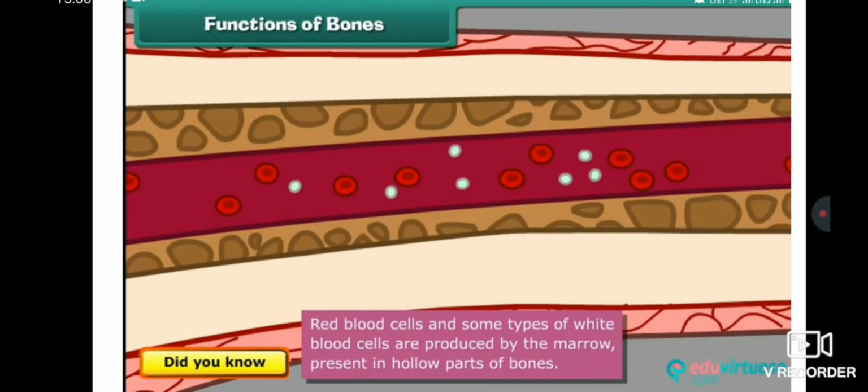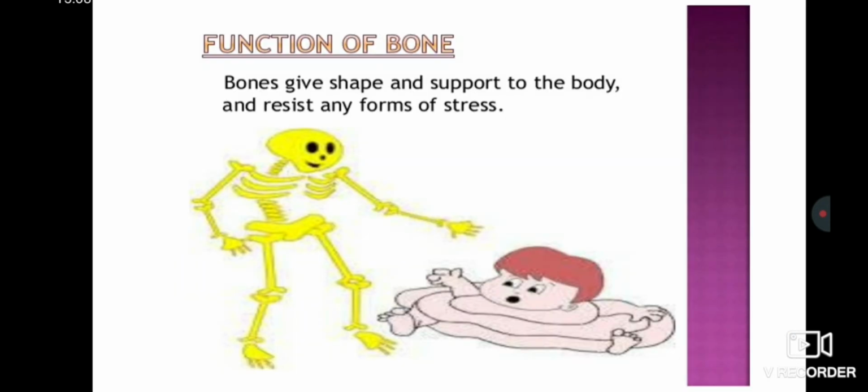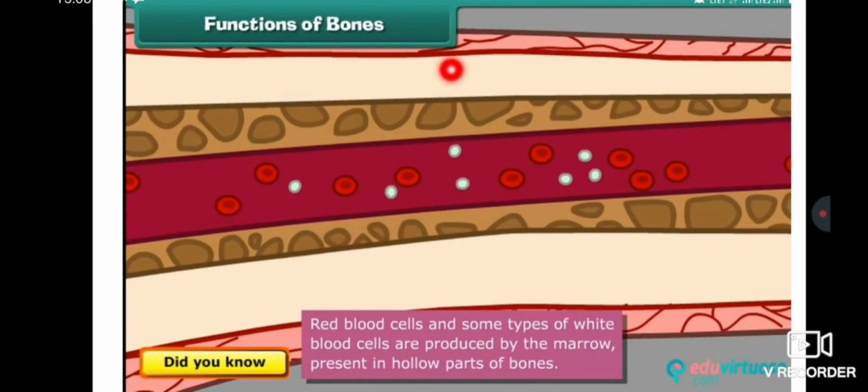One more function of bone is that red blood cells and some types of white blood cells are produced in the marrow present in the hollow parts of the bones. So children, this is bone tissue, and inside it red and white blood cells are produced. And as you know, bone marrow is named the factory of red blood cells.